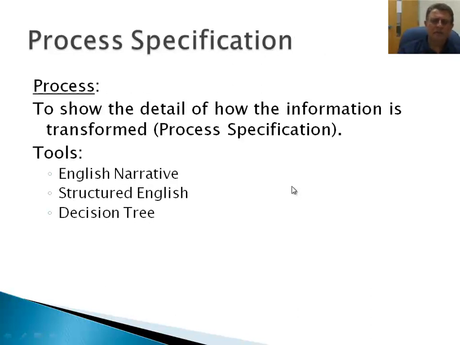Okay, this is the data dictionary. We're going to talk about all of those symbols, and we're going to define every one of them, so you will know everything regarding that.